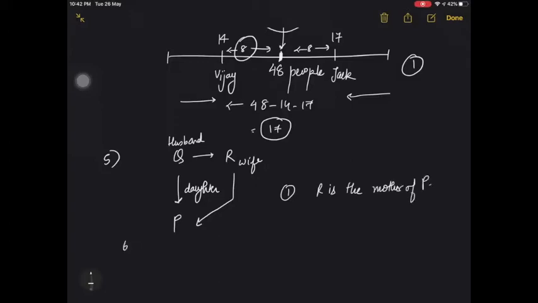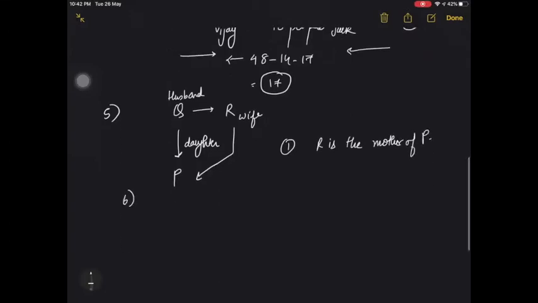Let's go to the second sub question of this. P into Q plus R. So what do I mean by A into B? A is the brother of B. So I can say P into Q means P is the brother of Q. So if P is a brother, he's a male.